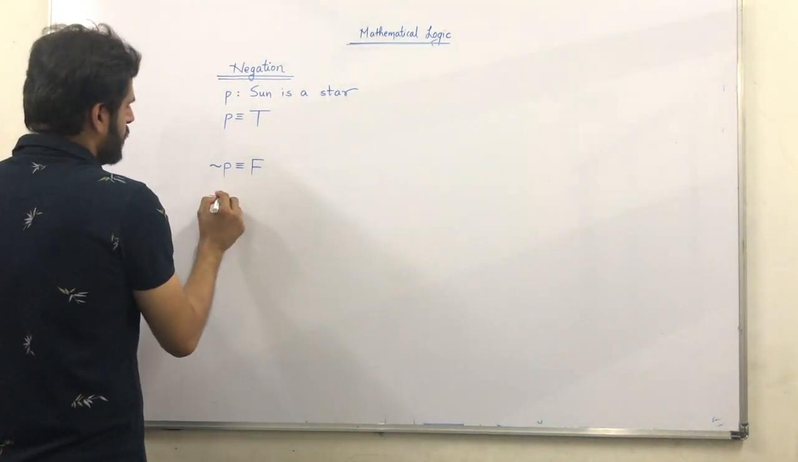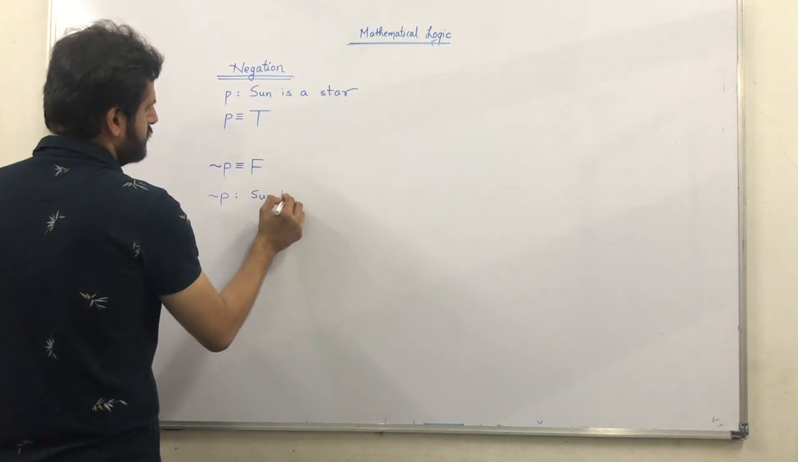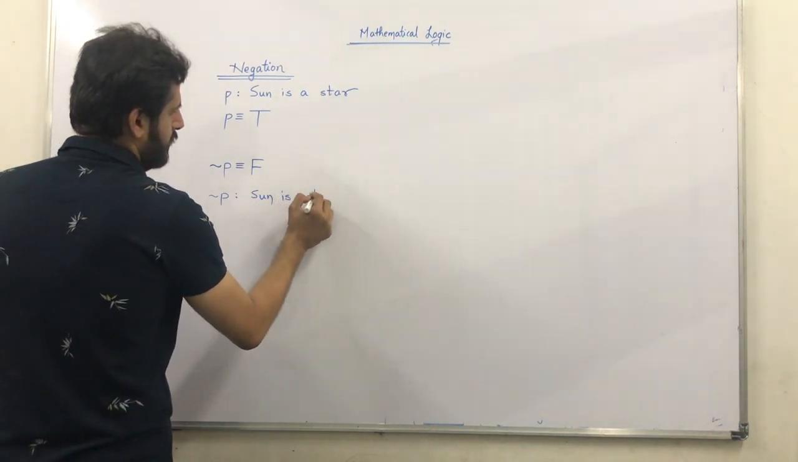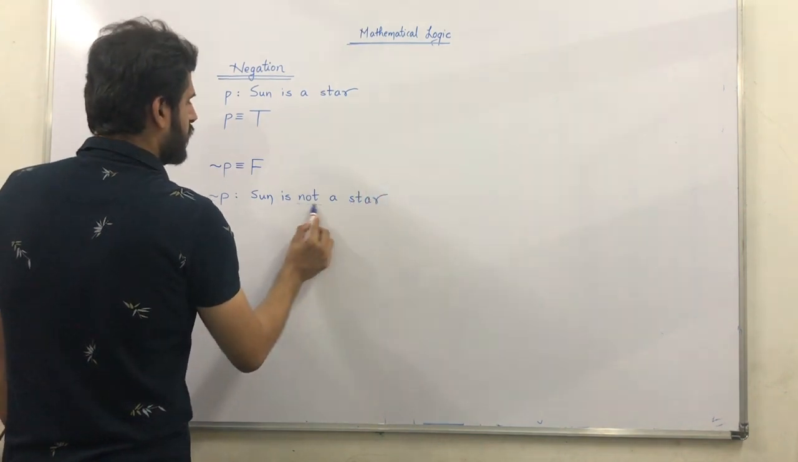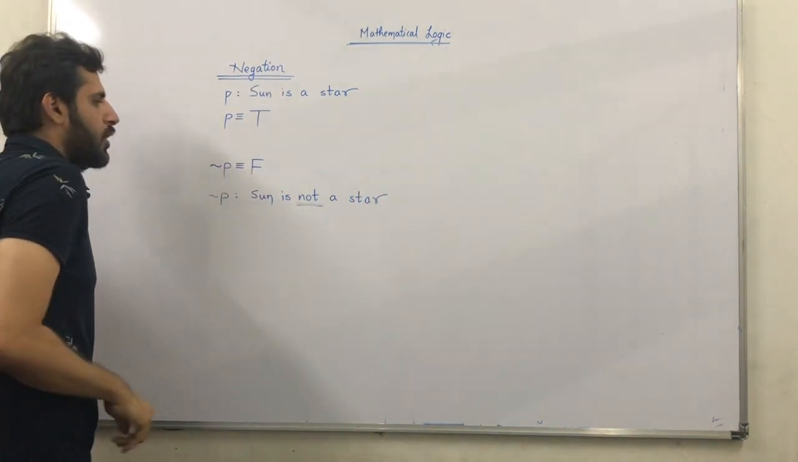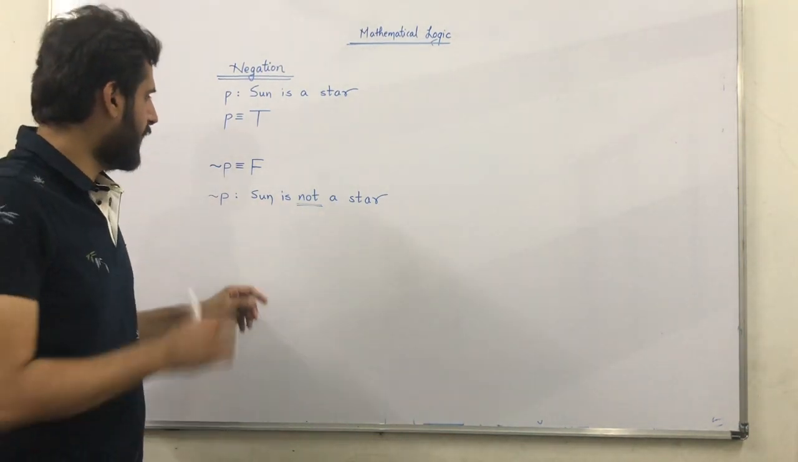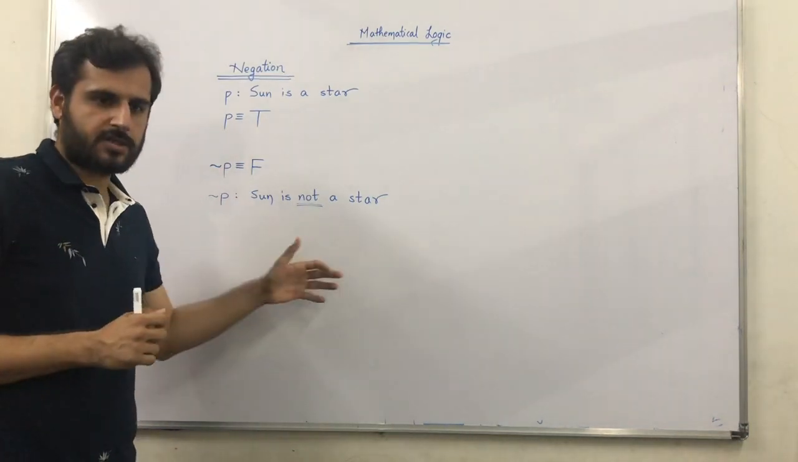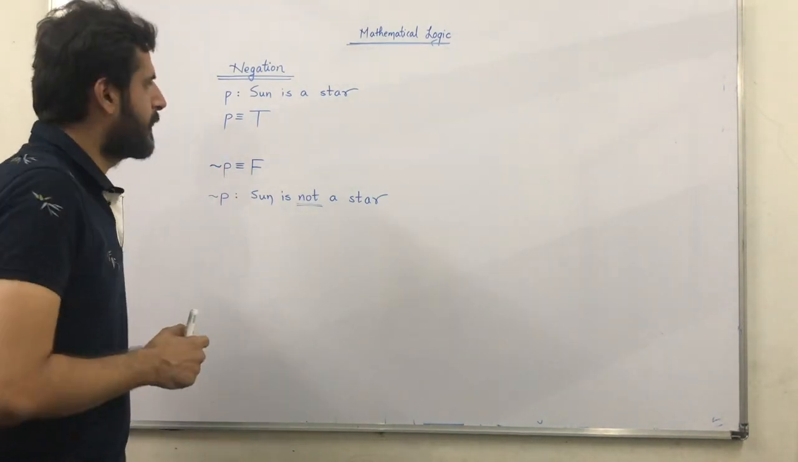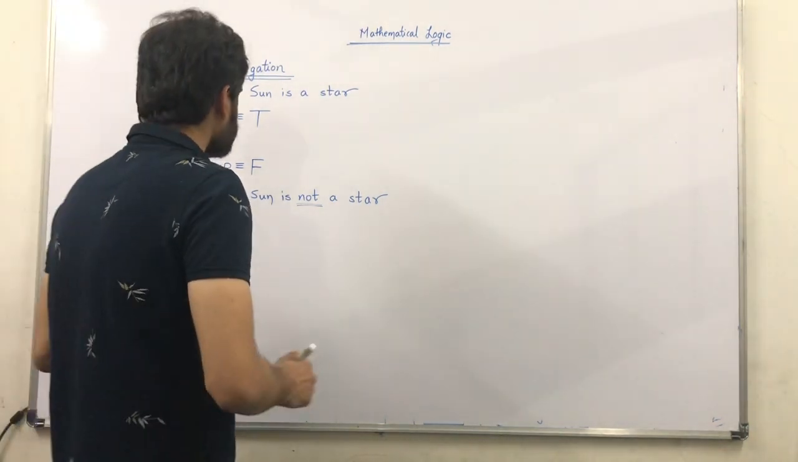And negation P is a statement where I can say sun is not a star. So we write the negation as not a star. We put not inside. So negation P: Sun is not a star is the statement, and it is a false statement because sun is a star is true. Sun is not a star is false. Okay. So that is the simple explanation for negation.